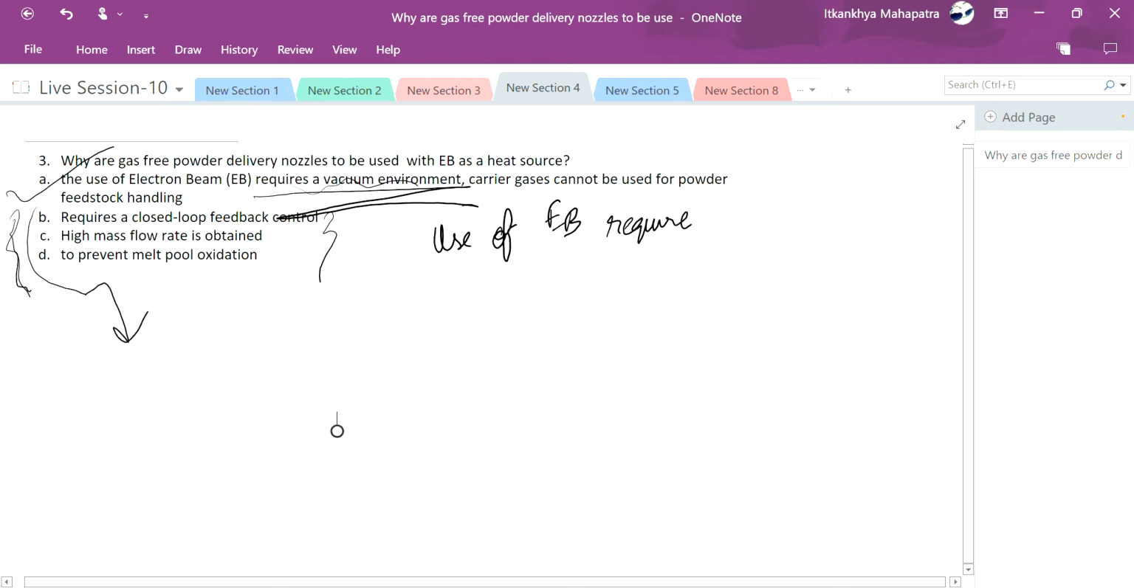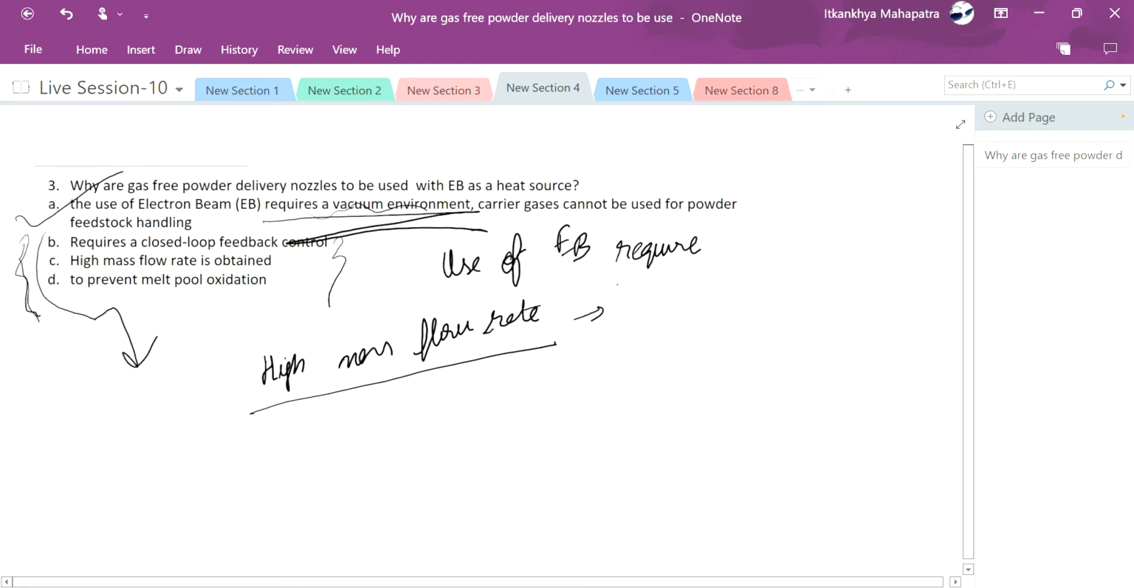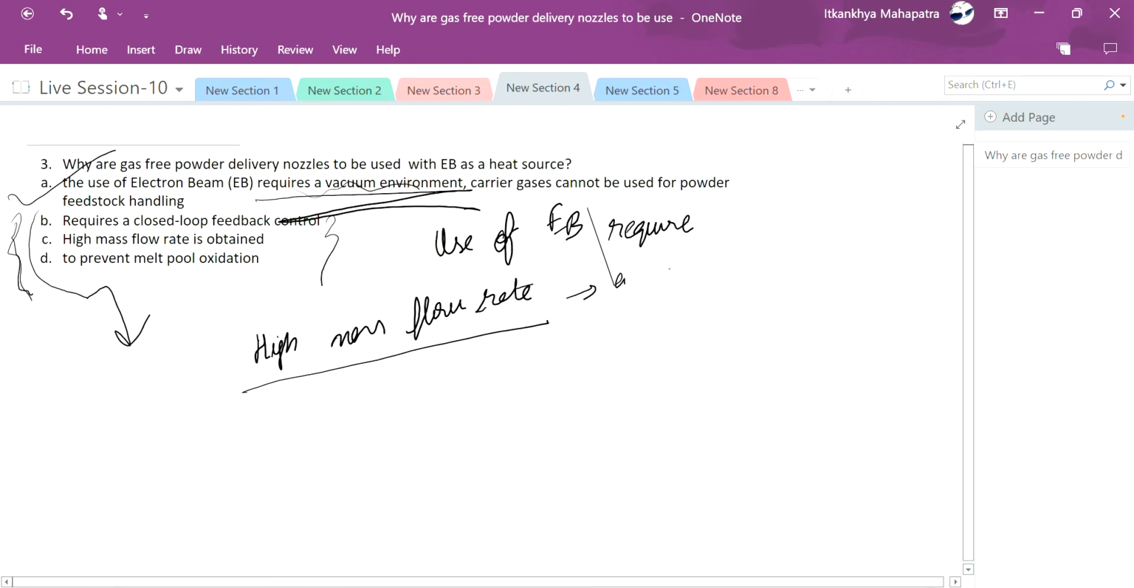Okay, we'll also discuss what happens in closed loop feedback control and high mass flow rate, how it is obtained, and how melt pool oxidation is prevented. So this high mass flow rate, I'll just summarize it. High mass flow rate is associated with surface roughness and track porosity.